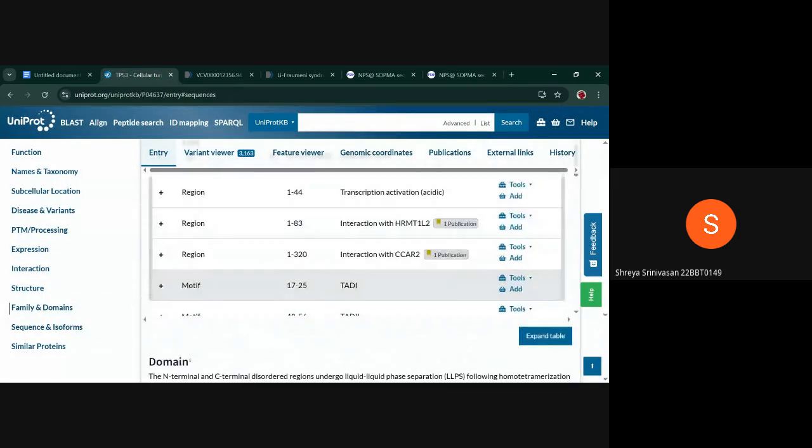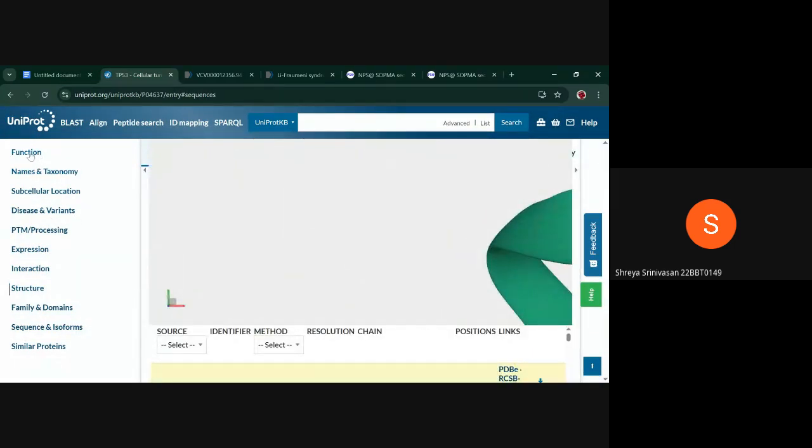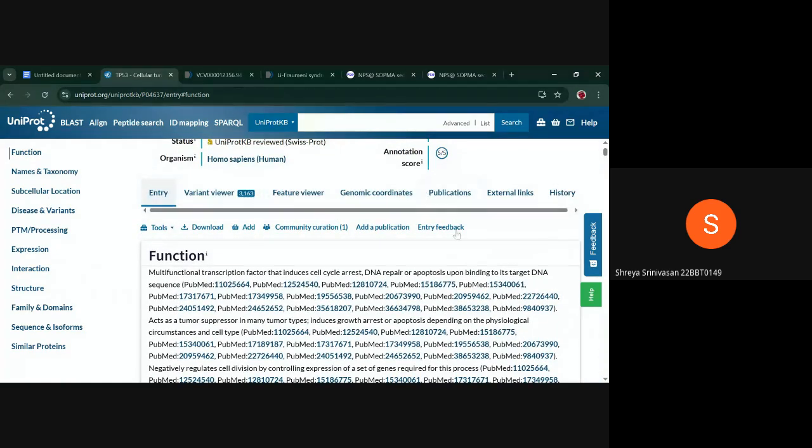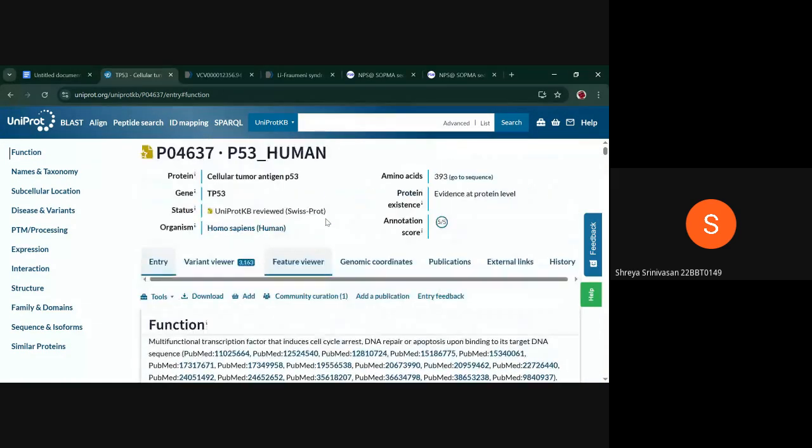Now, can anybody tell me in UniProt, which link did we use to actually look at the difference in the variation? Like what effect? Yes, Sanjit, you can go ahead.